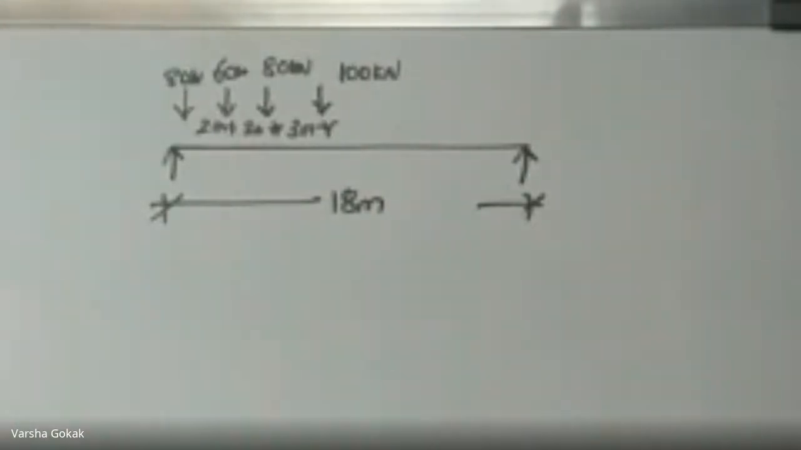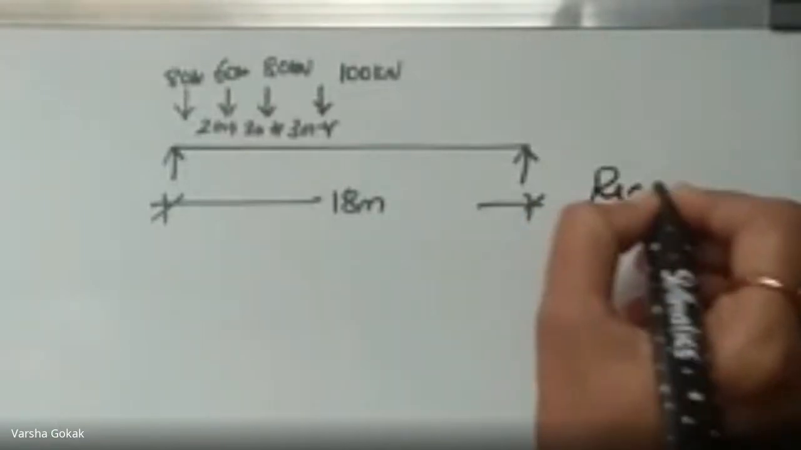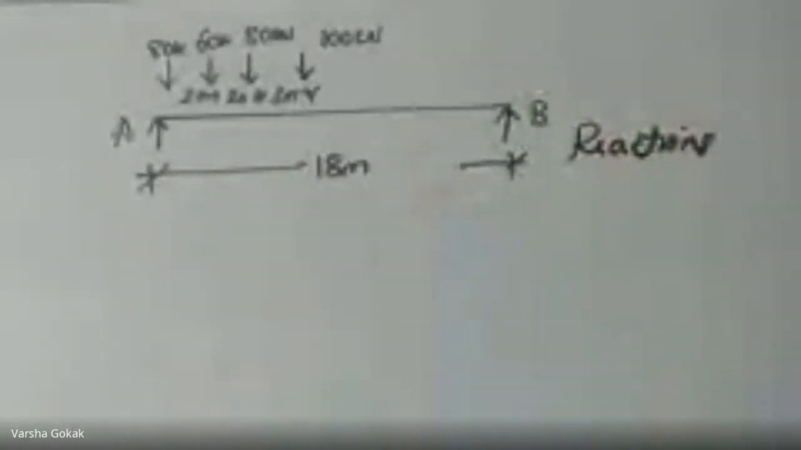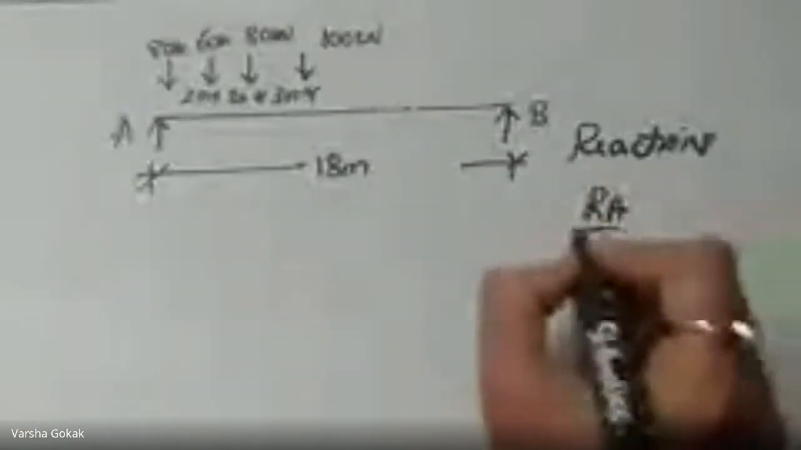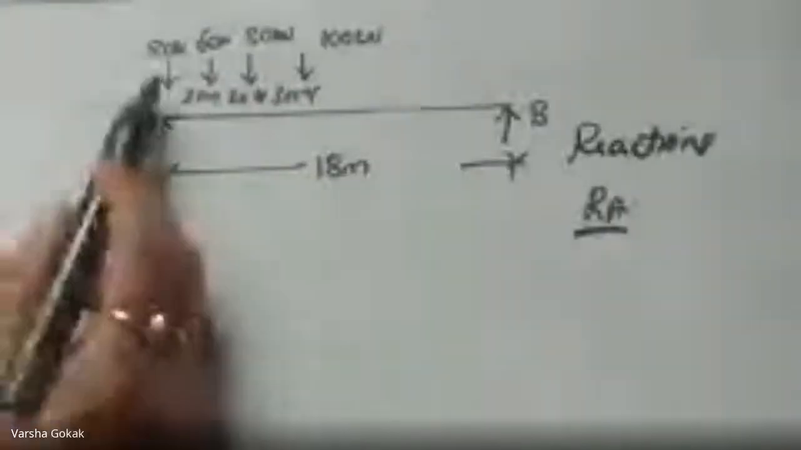Clear? So to start with, I first want to calculate the reactions. So let us call this A, this is B. To get the reaction RA, how do we place the loads? Towards A. So will 80 be on A or 100 will be on A? 80. 80 would be on A.